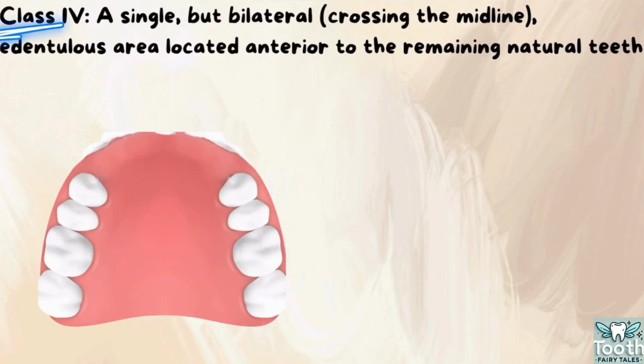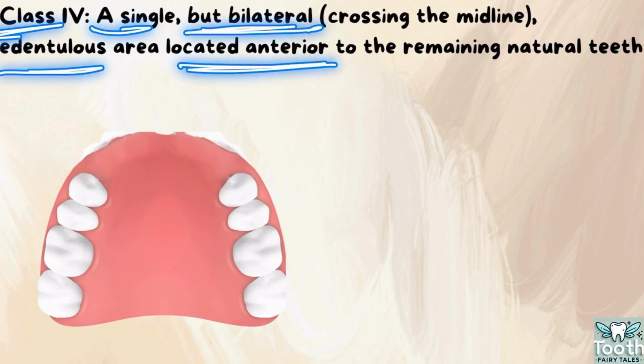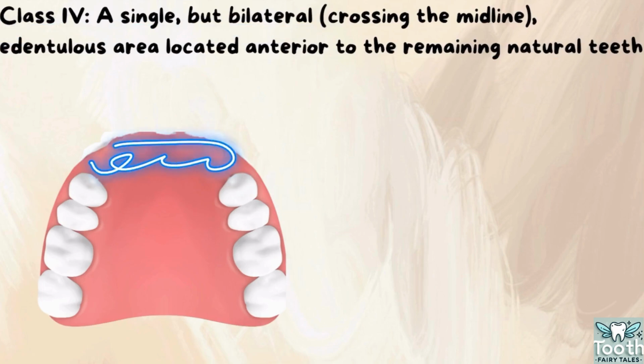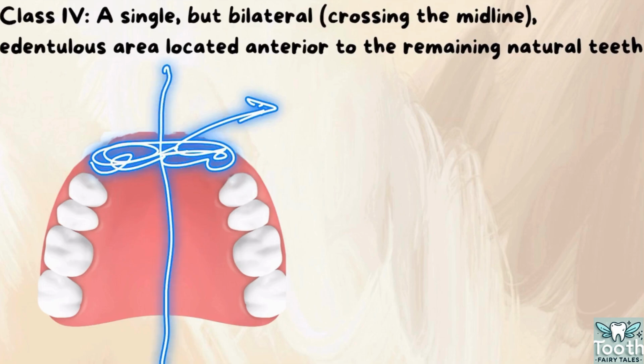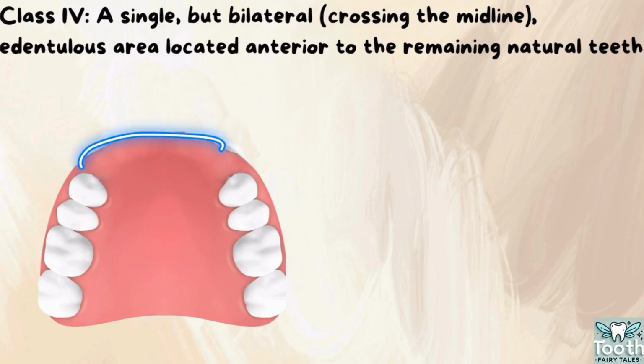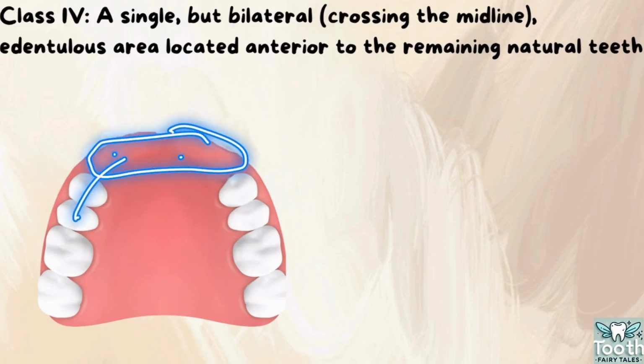In Class 4, a single but bilateral edentulous area is located anterior to the remaining natural teeth. That means edentulous area is single, but it is considered as bilateral because this edentulous area is crossing the midline. Hence, it is considered as bilateral single edentulous area, and this edentulous area is located anterior to all the remaining natural teeth.